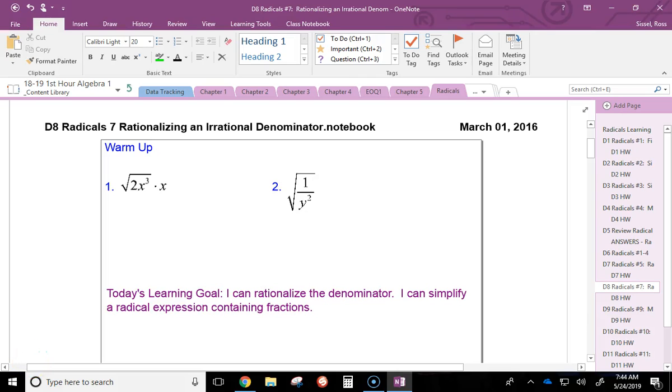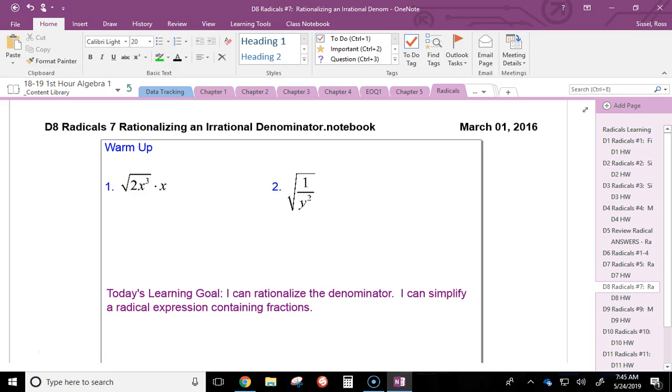Alright, so today we are working on radicals 7 and 8, rationalizing an irrational denominator. To be honest with you, I know this can start to get confusing. As long as you continue following the rules, it becomes easier. It just becomes routine. It's kind of like a brain teaser a little bit that you just have to continually think, what am I doing?